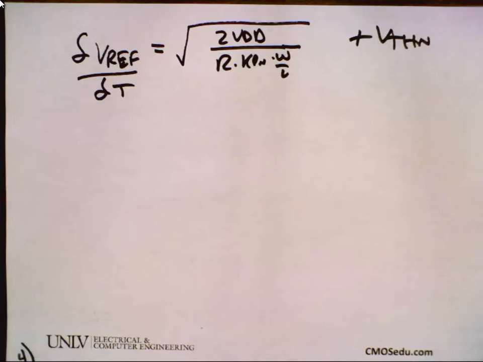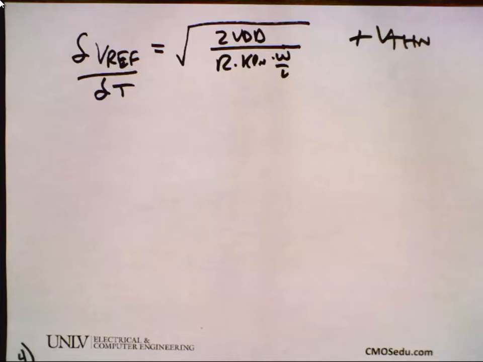It's like a millivolt, minus a millivolt per degree C. If the temperature goes up, the threshold voltage goes down. For a short channel device, it's like 0.6 millivolts. Okay. Does anybody remember how the mobility or Kp changes?